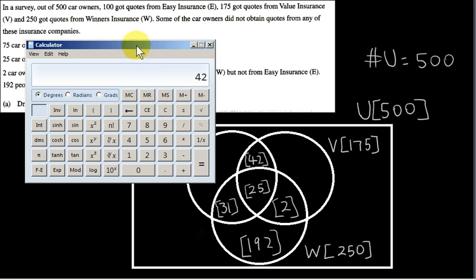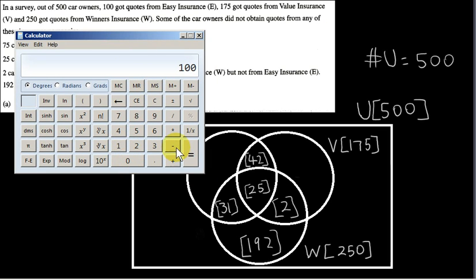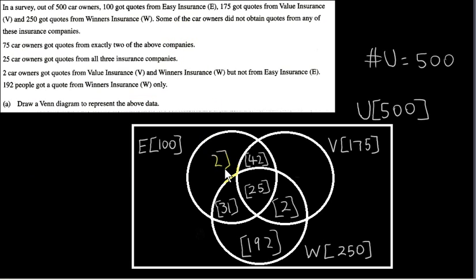To complete E, we have 100 minus 42 minus 25 minus 31. That's 2. So we have 2 elements out here. And similarly for V, we add these 3 numbers and take the result from 175. Now we have the regions for E, V, and W completed.